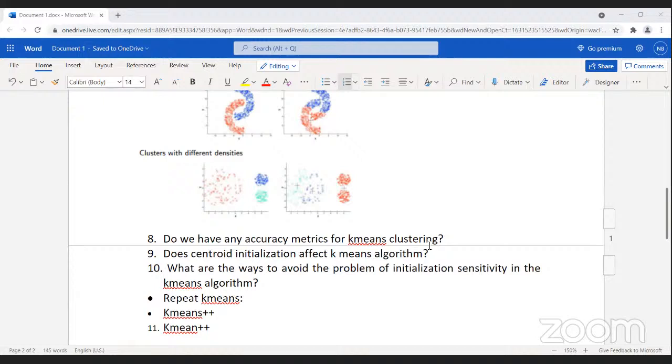Next, before selecting the third point, it selects a point that should be far away from this point as well as this point. It selects something like this here, so that the clusters form easily and are distributed well, and the points which belong to the same cluster don't fall under different clusters. This is how K-means plus plus works.